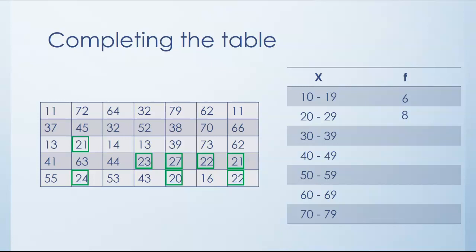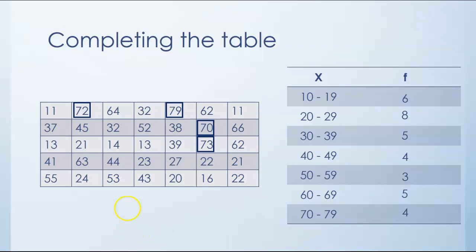And we just keep on going the same way. For 30 to 39, we have 5 numbers. For 40 to 49, we have 4 numbers. For 50 to 59, we have 3. For 60 to 69, we have 5. And our last set from 70 to 79, we have 4. Okay, at this point, we should have all of our numbers.